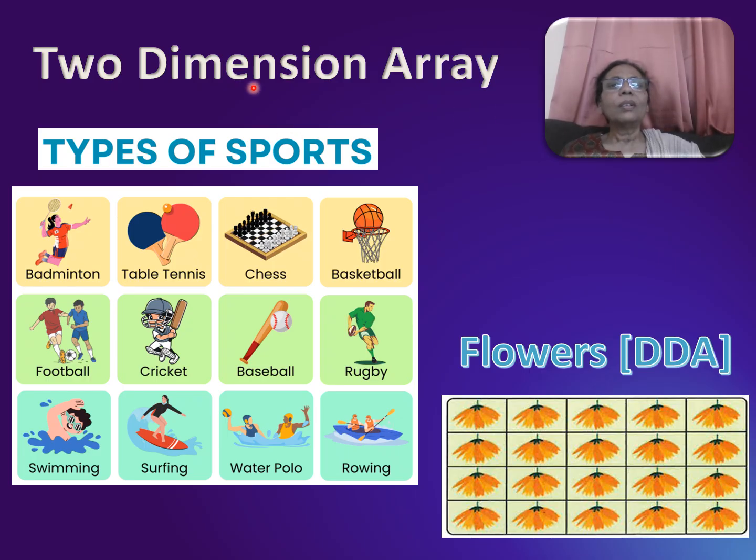Now continue with more examples of two-dimension arrays: types of sports. So here 4 columns and 3 rows. So in all 3 into 4, there are 12 elements stored in this double dimension array. And so is this flower, multiple flowers in a double dimension array.